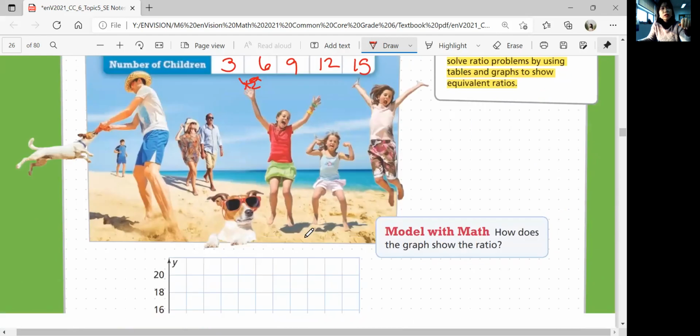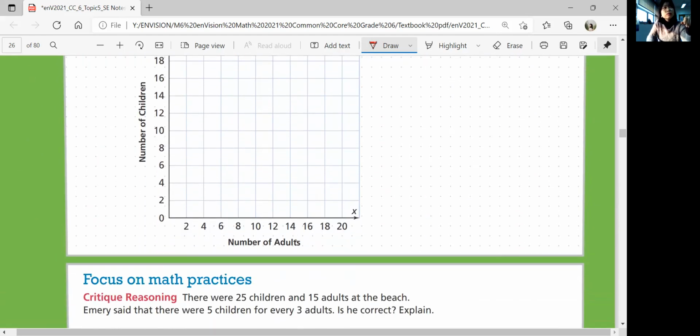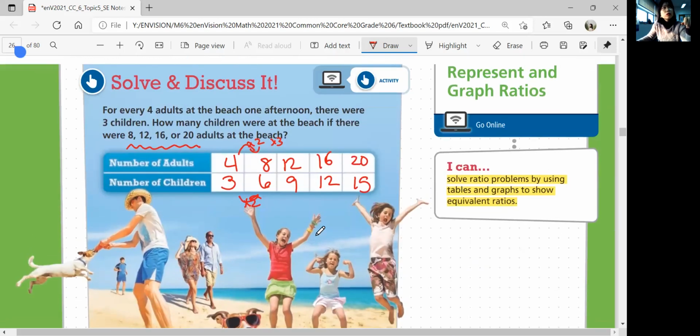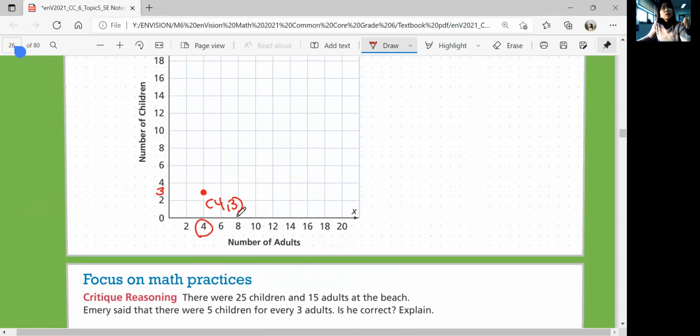4 adults by 3 children. So let's put that point. If you have 4 adults, you have 3 children. 3 should be about here, right? So 4, 3 is right here. And what about 8 and 6? If you have 8 adults, you have 6 children. Yeah? So that's 8, 6.